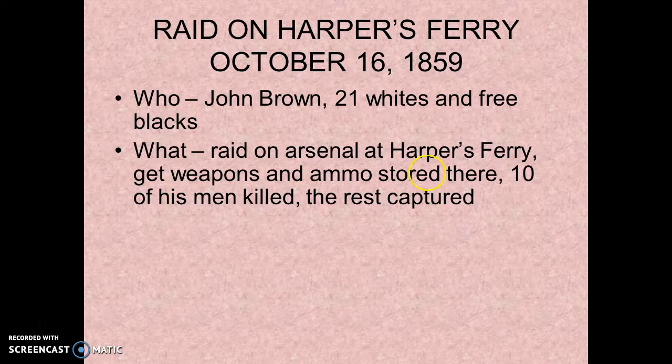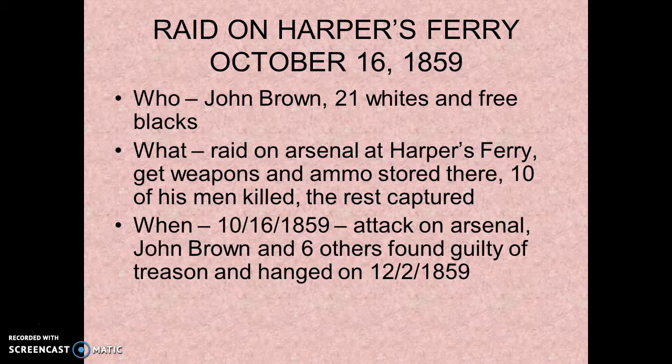Ten of his men were killed when the Marines show up, and the rest were captured. Ultimately, most of them were killed in the gunfights that took place, but then the remainder of them, for the most part, were executed for treason, including John Brown.